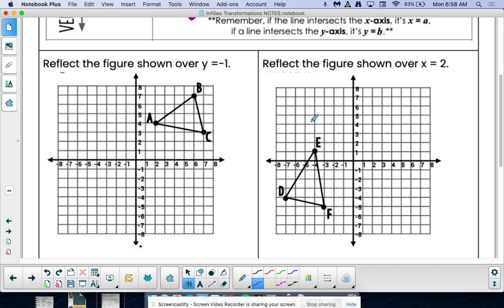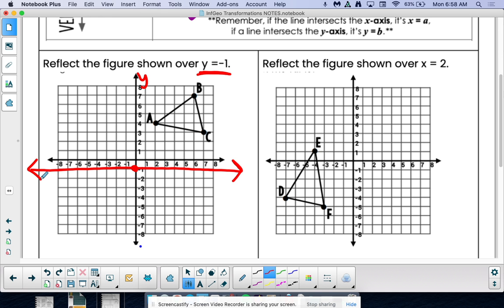Reflect the figure over y equals -1. So again, step 1, y equals -1. We got to highlight that line. So we go to -1 on our y-axis, which is right here, and then draw in our horizontal line.